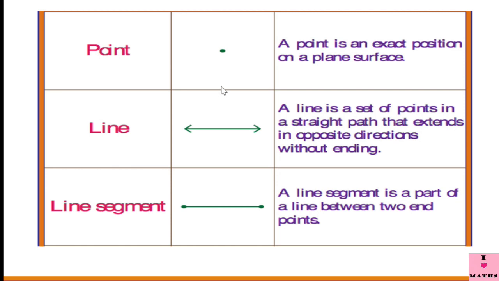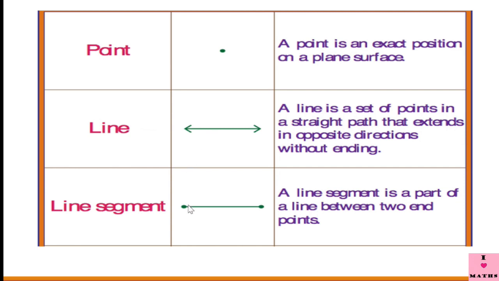When we join many points together, we get a continuous line. This line can be extended in both the directions as shown by this arrow. It can go on in this direction, it can go on and on. Also, it can go in this direction, and it can go on and on. We can increase the length of this line, or we can decrease the length of it.